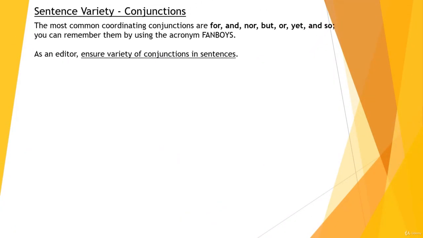Sentence variety, conjunctions. The most common coordinating conjunctions are for, and, nor, but, or, yet, and so. You can remember them by using the acronym FANBOYS. As an editor, ensure variety of conjunctions in sentences. Now, I will bring FANBOYS on stage with examples and alternative words.